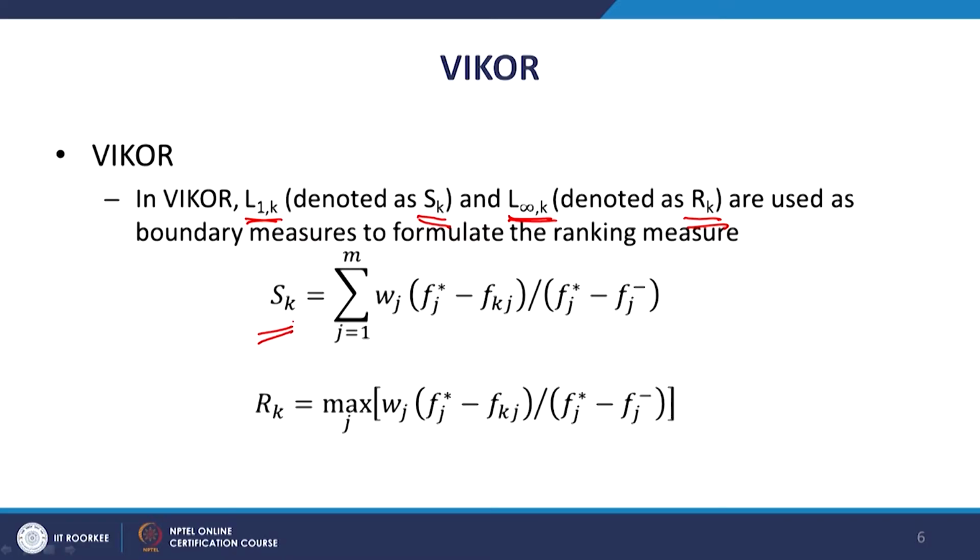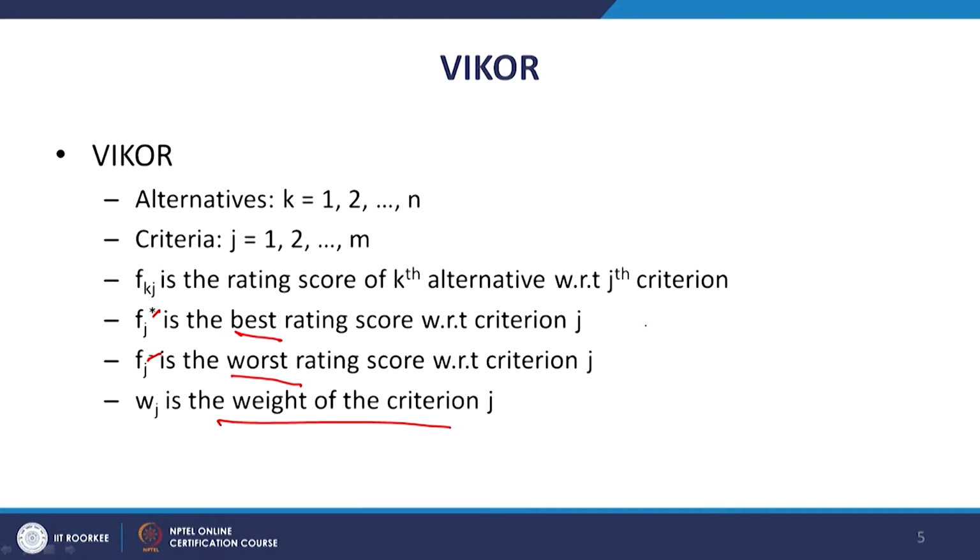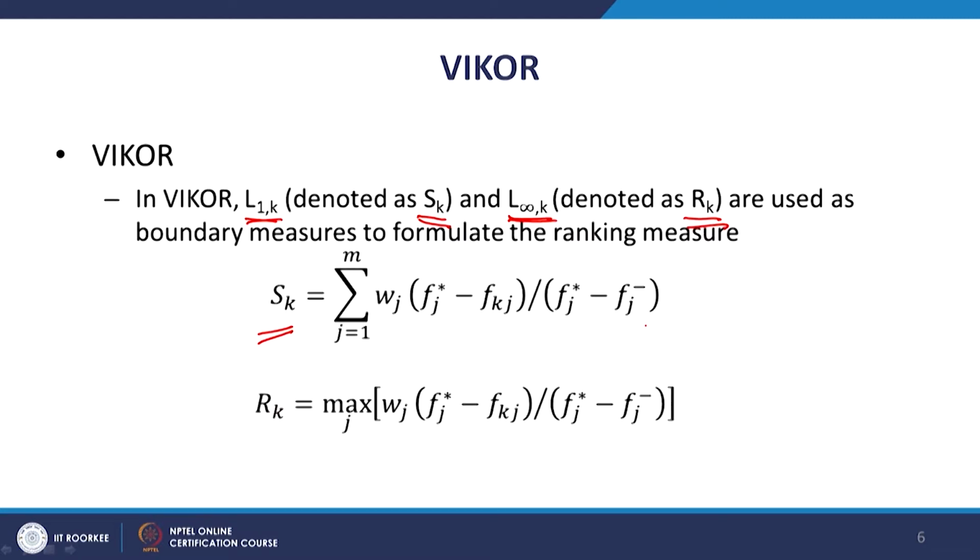So, Sk will be something like this. If you go back to the LP metric formulation, you can see 1 by p and p here. When you take the value of p as 1 or infinity, the expression will actually change.